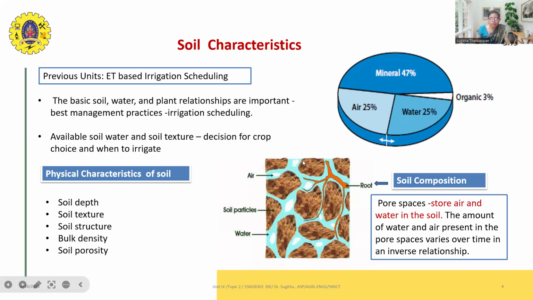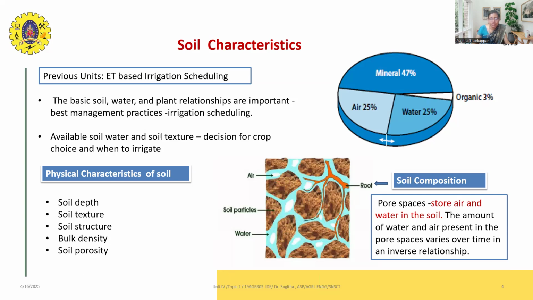And what do we mean by the pore spaces? The intermolecular spaces between the soil particles, we call them soil pores, which can store air as well as water. The amount of air and water present in the soil pores varies over time, and they have an inverse relationship. Suppose you irrigate your soil today, the pore space will be occupied with water, and if it is raining or the soil receives a considerable amount of rainfall, the soil pores get saturated.